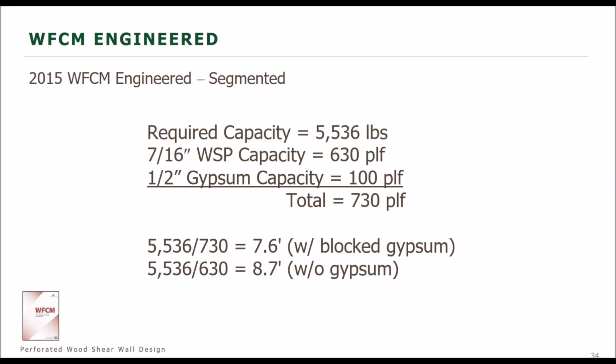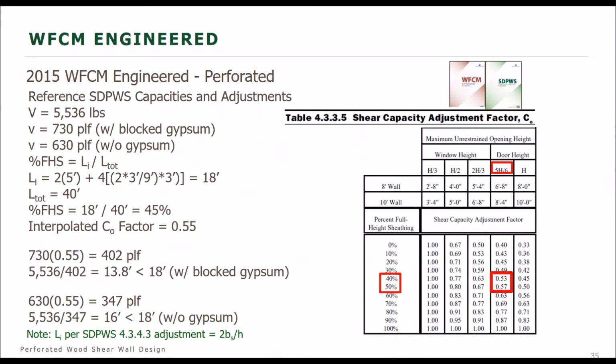So we're going to apply some additional factors to convert this from a segmented approach to a perforated approach. So let's go ahead and look at those. Going into table 4335 from SDPWS, we see that we get this shear capacity adjustment factor, or C sub O. And we do have two options for it. So the wood frame construction manual uses this tabulated approach. You'll see later that there is also an option for calculating this out using an equation.